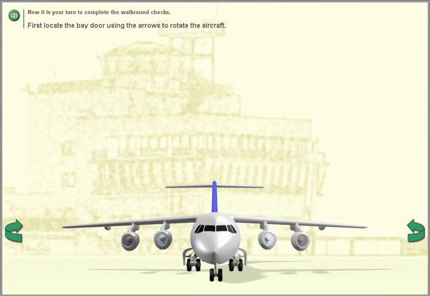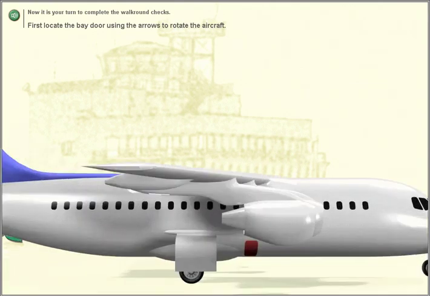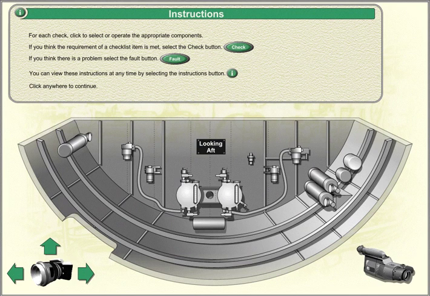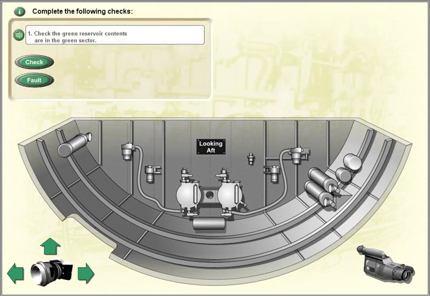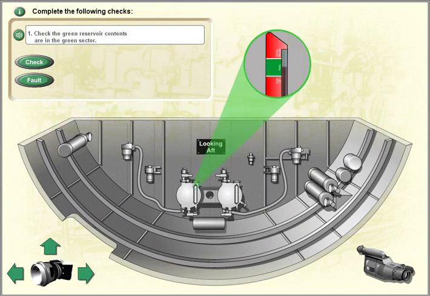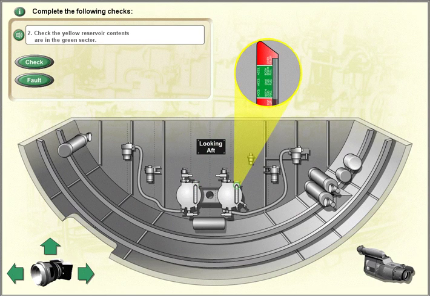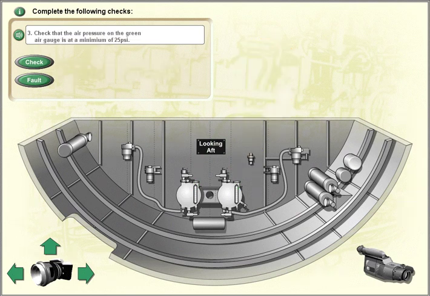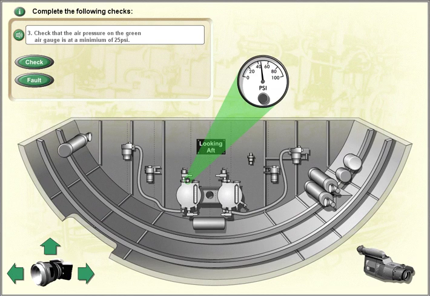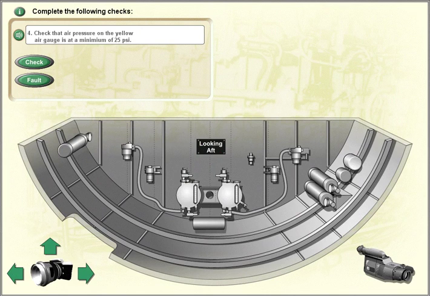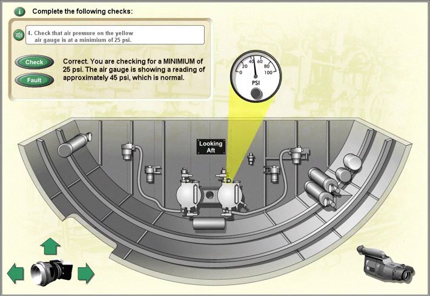Now it is your turn to complete the walk-round checks. First, locate the bay door using the arrows to rotate the aircraft. Complete the following checks. Check the green reservoir contents are in the green sector. Check the yellow reservoir contents are in the green sector. Check that the air pressure on the green air gauge is at a minimum of 25 psi. Check that the air pressure on the yellow air gauge is at a minimum of 25 psi.